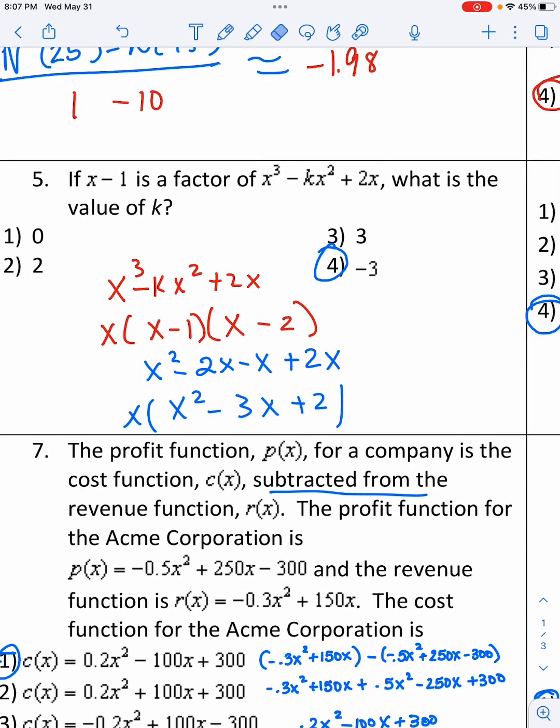Which actually, now that I think about it, let's take a look at this again. So if we look here, you can see that each of them have an x, so I factored out that x. So if we have x minus 1, if this is a factor, this negative 1 has to multiply by something that's going to give it a positive 2. So negative 1 times negative 2 is going to give a positive 2.